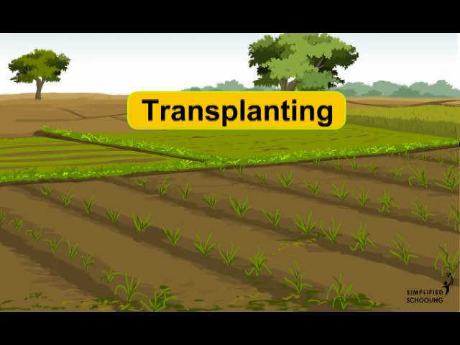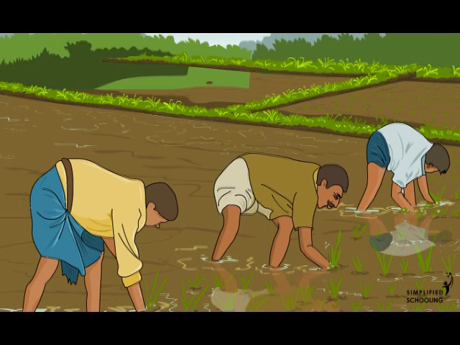Transplanting. This activity is taken up only when sowing is done in a nursery. When the seedlings are 6 to 8 inches in height, they are transplanted to a prepared field. Transplanting helps in removing weeds and unhealthy seedlings. This allows spacing of plants for better growth.